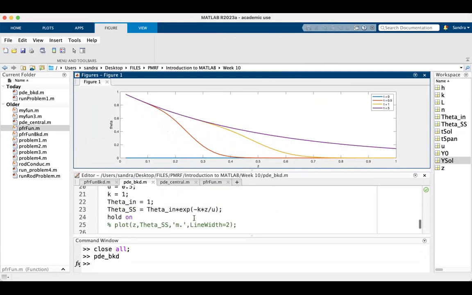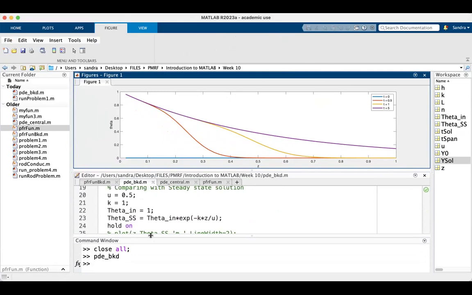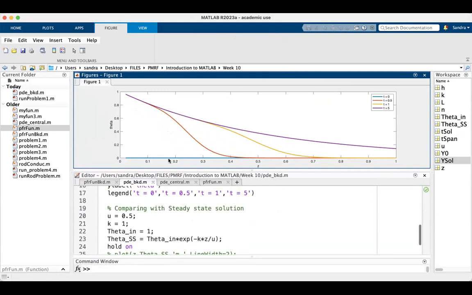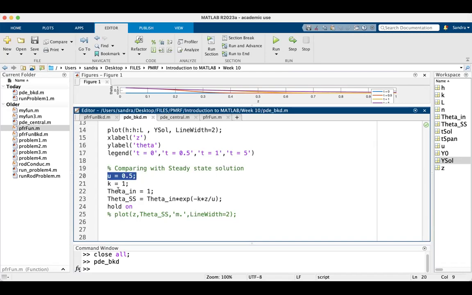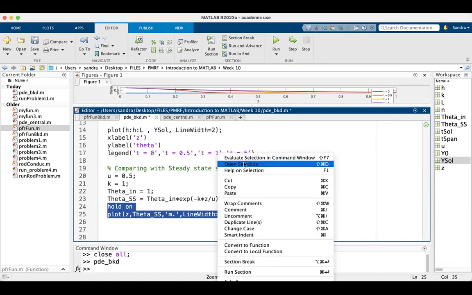And now if I want to plot, I had here calculated with the steady state solution. I didn't discuss this. So u is equal to 0.5, k equal to 1, theta in is equal to 1. This is your steady state solution. At t equal to 0, this is your analytical solution. So let's plot this one also. This will be plotted as magenta dotted lines.